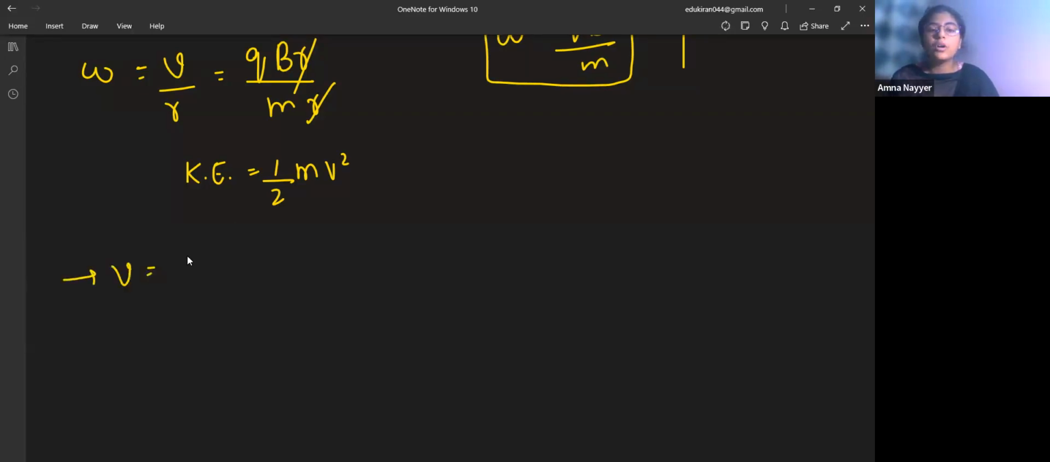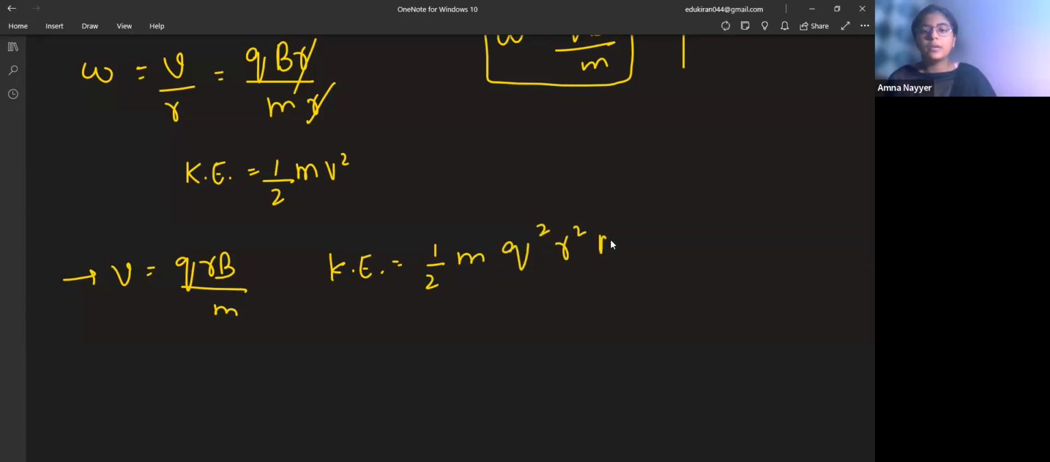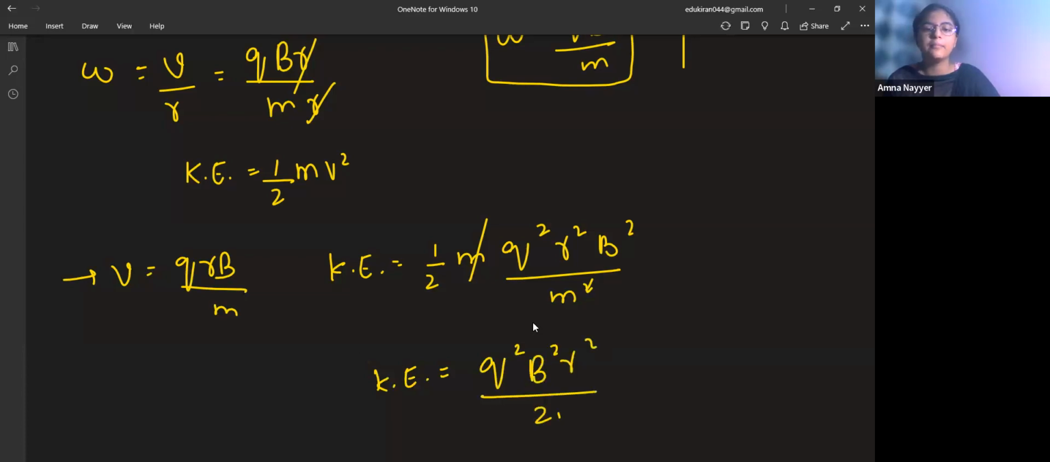So what was velocity? QRB divided by M. So kinetic energy would become half mv square. So Q square, R square, B square by M square. So M and this square get cancelled. So final kinetic energy becomes Q square, B square, R square divided by 2M. This is the formula of kinetic energy.